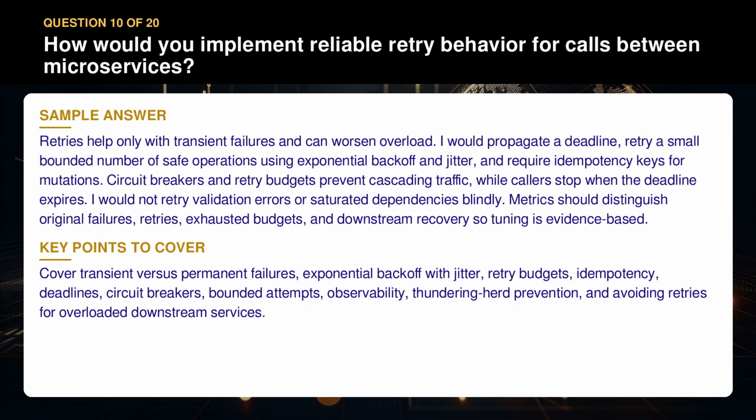Cover transient versus permanent failures, exponential backoff with jitter, retry budgets, idempotency, deadlines, circuit breakers, bounded attempts, observability, thundering herd prevention, and avoiding retries for overloaded downstream services.